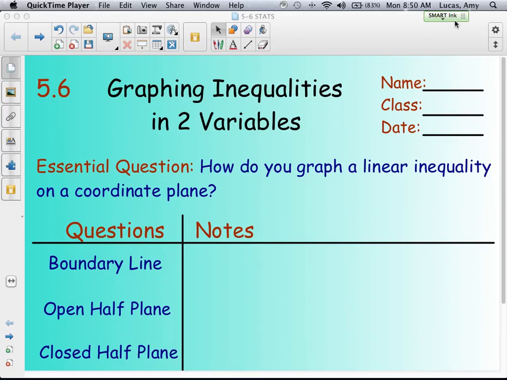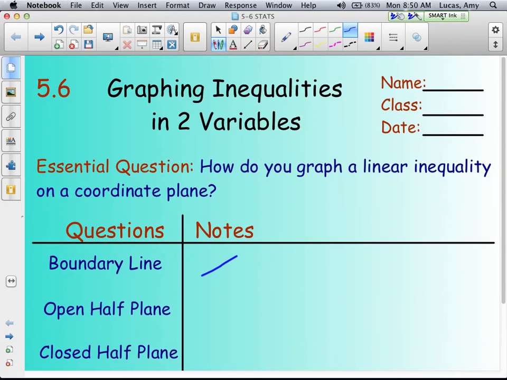The first one is boundary line. The boundary line is the line that you are graphing. So for the linear inequality, much like a linear equation, you can graph the line that is represented by that equation or that inequality. So the boundary line today could be a solid line or it could be a dashed line.